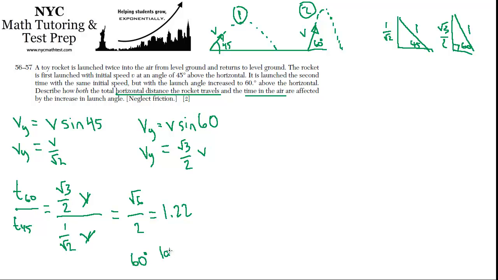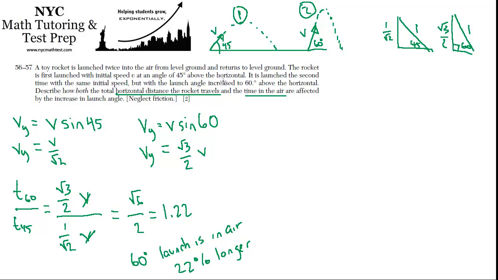in air 22% longer than the 45 degree angle. And the most important thing here is for you to just recognize the qualitative. I think on the test they're just looking for you to say the 60 degree launch angle is in the air longer than the 45 degree launch angle, and that's probably good enough, but here we actually calculated that it's in the air for 22% longer.